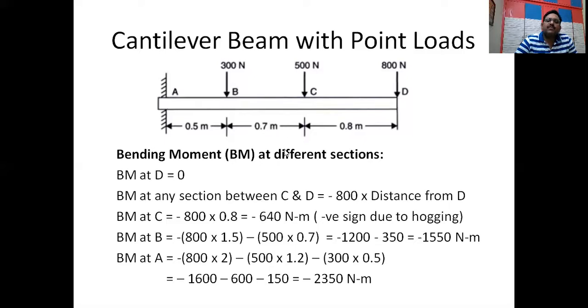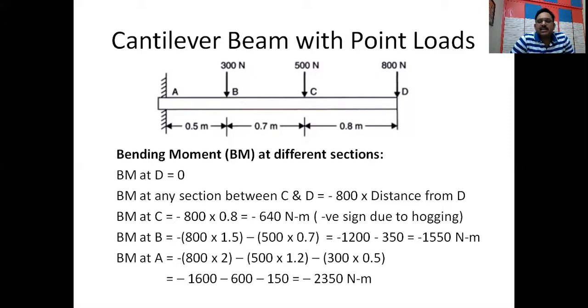So we have different bending moments at the sections. At A, at D, we have seen here 0. At this section, we have minus 640. At this section, we have minus 1550, and at this section 2350 Newton meters. So whenever we want to draw bending moment diagrams, we have to find out bending moments at various sections.